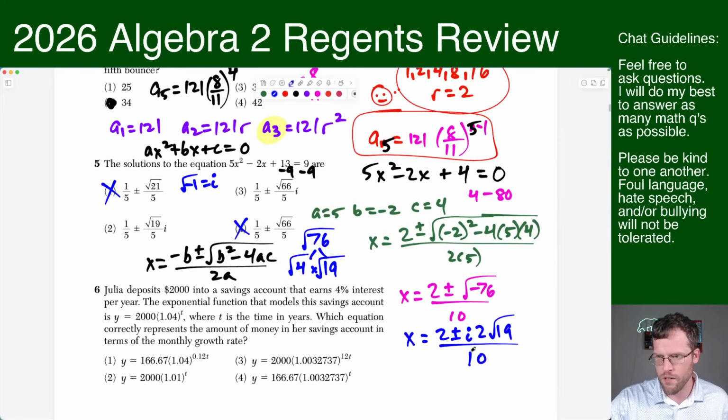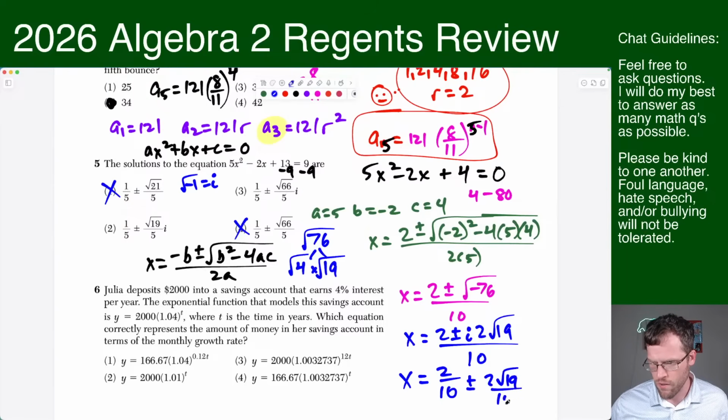So then from here, yeah, this question's a lot of writing, but we get x equals, you could do 2 over 10 plus or minus, and they write the i at the end. So I'm going to say 2 radical 19 over 10 and then times i. And then 2 over 10 makes 1/5 plus or minus square root of 19 over 5. So that's looking like choice 2. But I'm going to show you a nice magic trick.